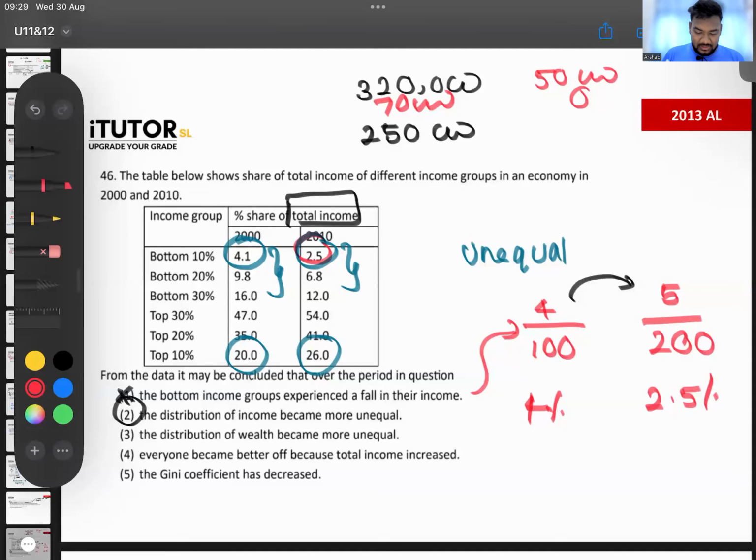Okay, now, can you say the distribution of wealth has become unequal? You can't. By looking at the income, you can't talk about the wealth, guys. Wealth is different. Then, everyone became better off because total income increased. You can't conclude that. Maybe it would have increased, but they have not said the total income has increased. Maybe, maybe not. So you can't conclude. There's a question mark there. Then, Gini coefficient has decreased. What can you tell about this?